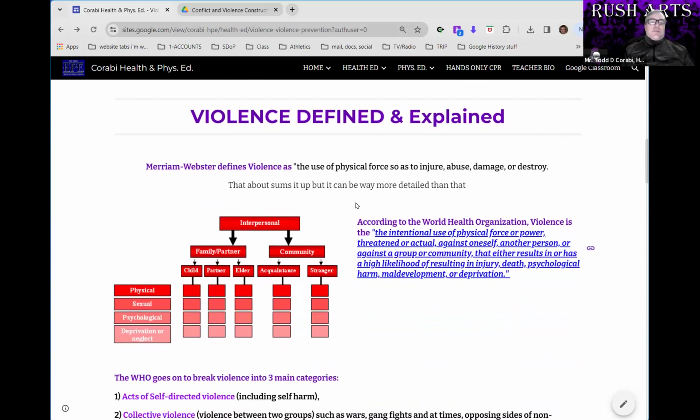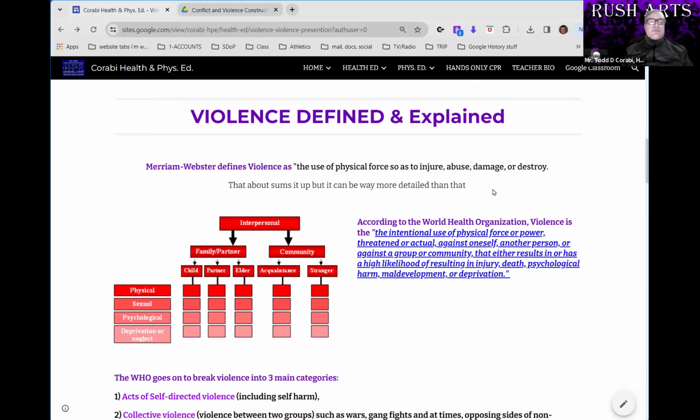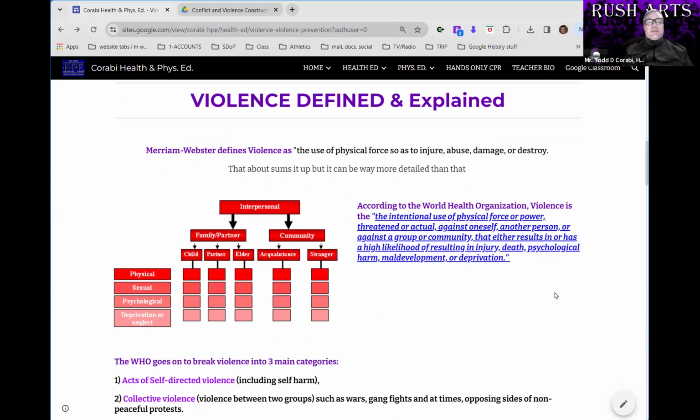So violence displayed, if you go into the dictionary, it is the use of physical force so as to injure, abuse, damage, or destroy. You can read that. That about sums it up, but you notice one thing, that it only speaks about physical acts of violence. And we know that violence can be verbal.